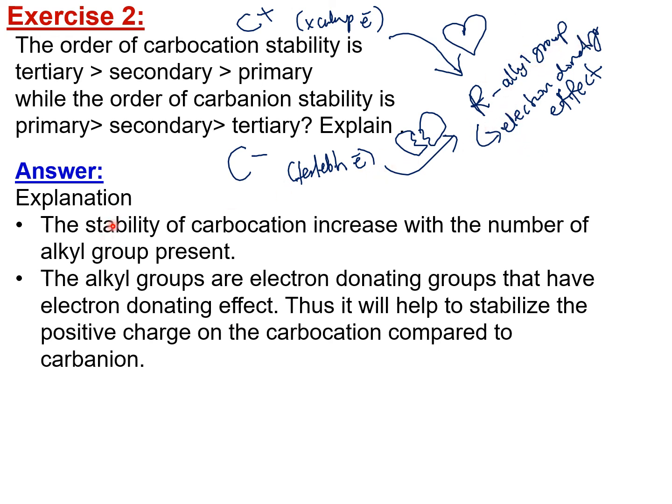So how can you explain it? You can say something like this. The stability of carbocation increases with the number of alkyl groups present. Okay. So lagi banyak alkyl group yang mengelilingi this carbocation, lagi dia stable. So that's why tertiary carbocation dia lagi stable. Okay. Sebab kenapa? Sebab alkyl groups ni dia ada electron donating effect, so dia akan help to stabilize the positive charge on the carbocation compared to carbanion. So that's how you answer it.